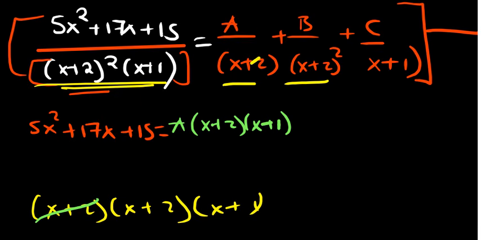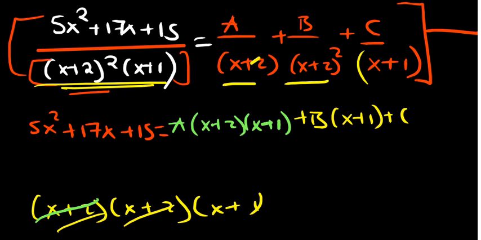Then for your b, what do you have? So for your b, you have x plus 2 squared entirely being cancelled out. You remain with x plus 1. Then for your c, you have x plus 1 being cancelled out. You remain with x plus 2 squared.